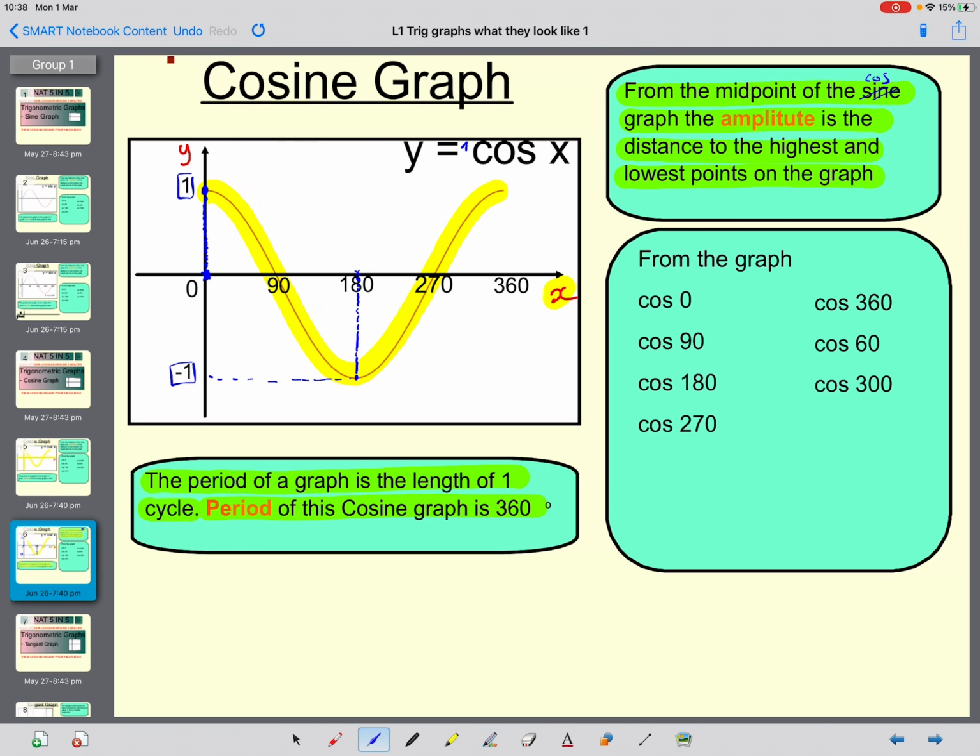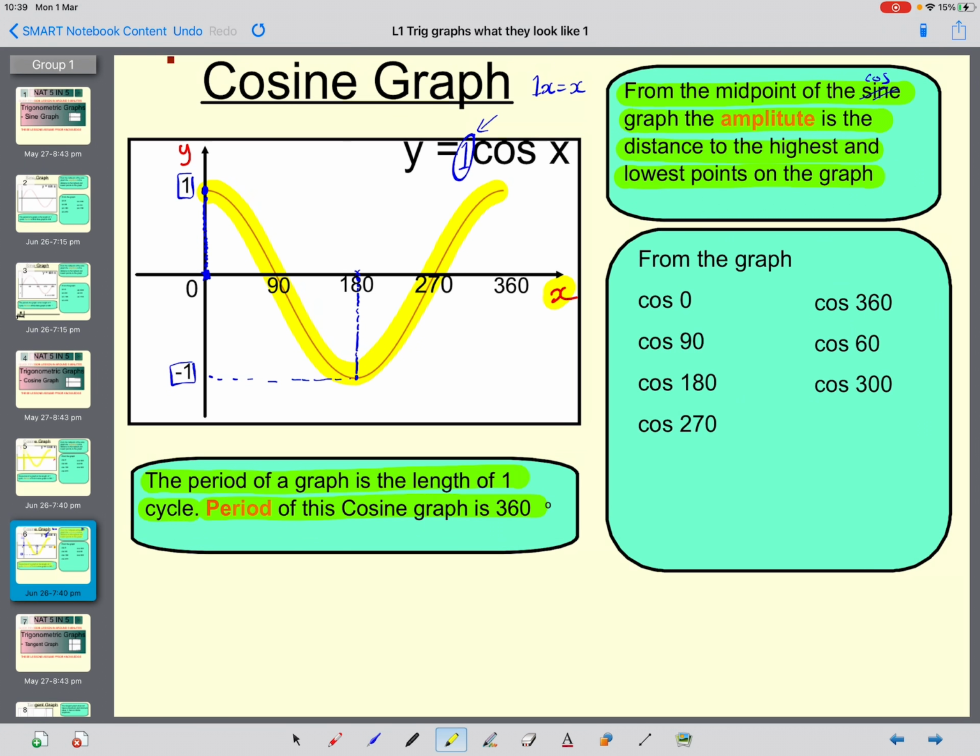You can put a 1 in front of that cos, but we don't write it. It's a bit like algebra. You can write 1x, which we don't write, we just write x. So there's a 1 in front of that, showing you there's an amplitude of 1. So it goes up to 1 and down to -1. We'll look at amplitude a little bit more in another video.